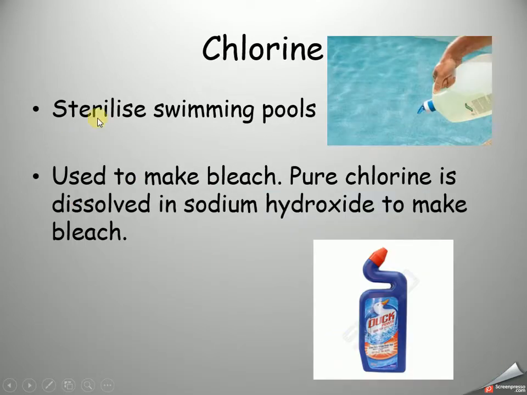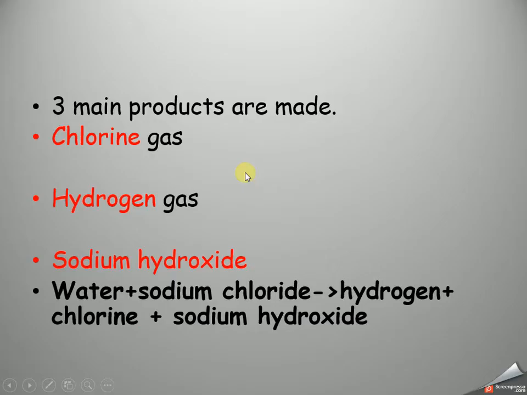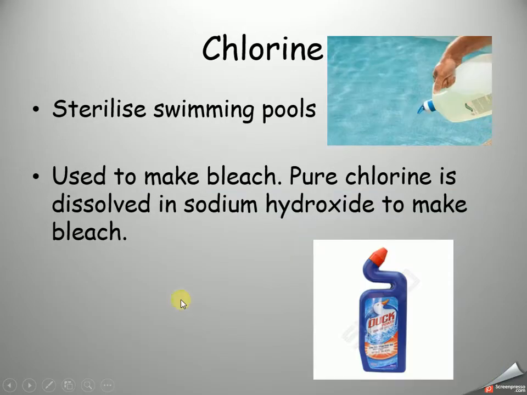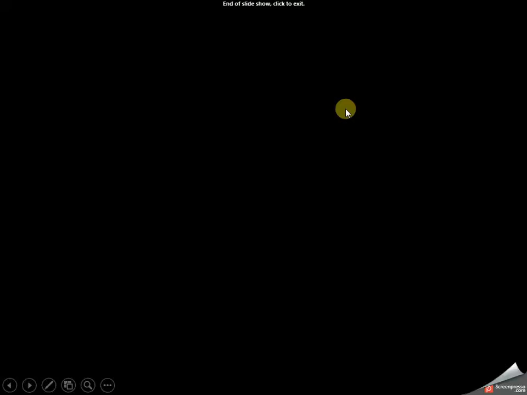Okay, chlorine is used to sterilize swimming pools. If you've been swimming, the chlorine can make your skin itch and makes your eyes go red, but that's what they use the chlorine for, because chlorine is really good at killing microorganisms. But it can also be used to make bleach. It can be dissolved in the sodium hydroxide, which is also made from this process, and that makes bleach. Sodium hydroxide can also be used to make soap.